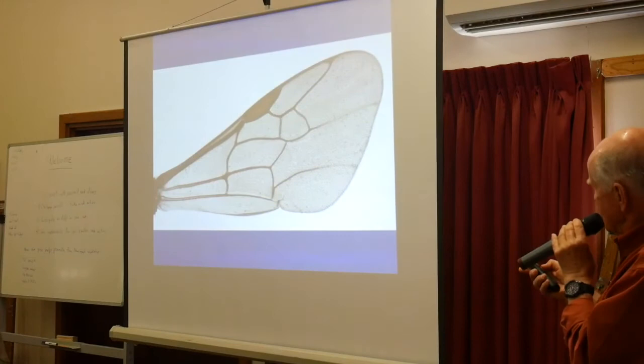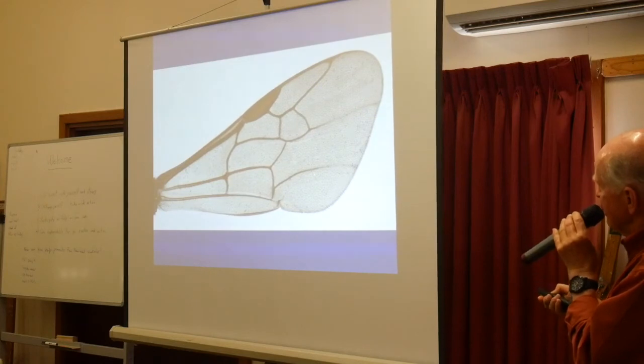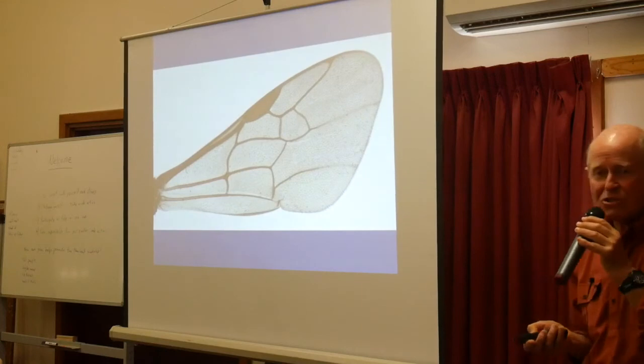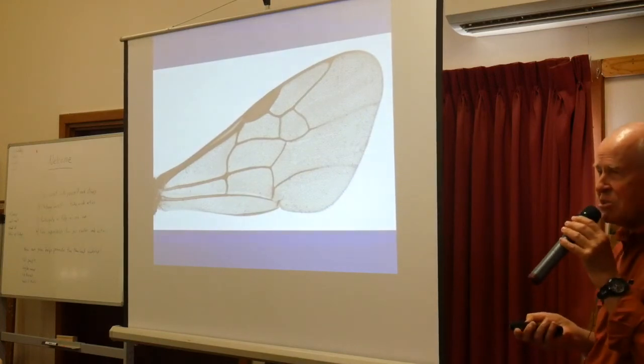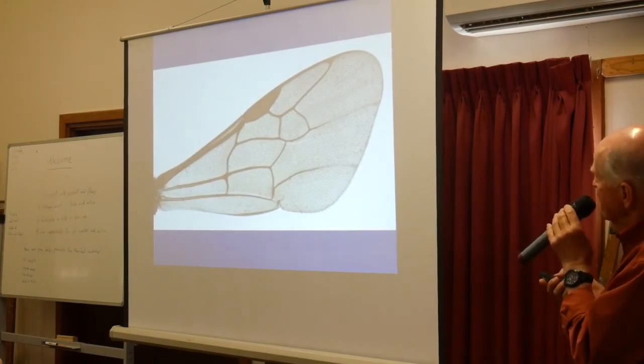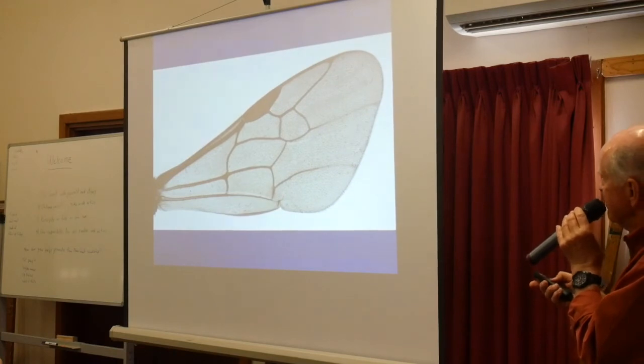Just 2, and they're about equal in size, but everything else is the same. Okay, we've lost something else here. So it's another one with just 2 submarginals, but we've lost a vein down here. Now this loss of veins tends to occur in smaller bees. It seems like very tiny wings don't need as much stiffening, but still they're useful in identifications.